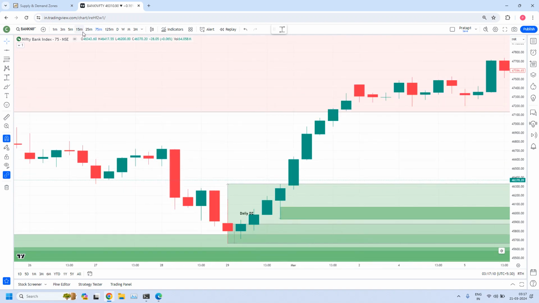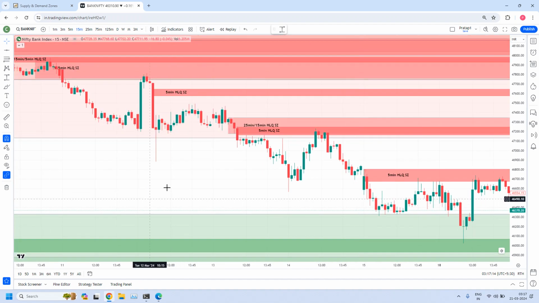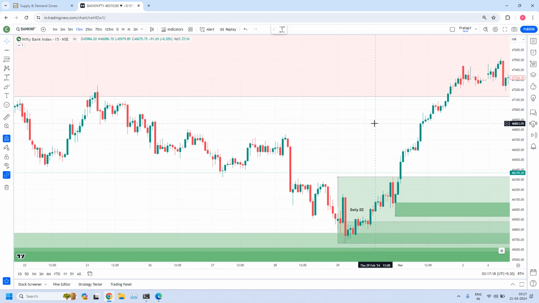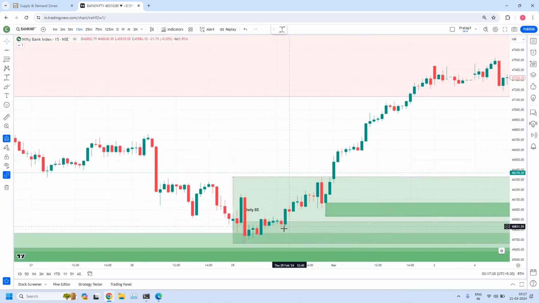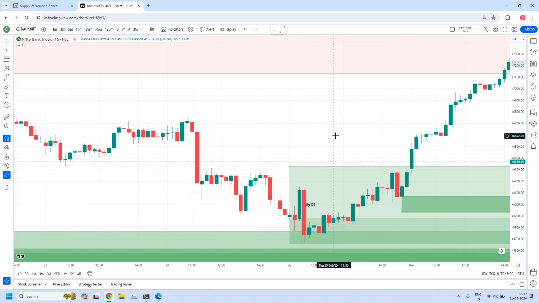So I am changing the time frame to 15 minutes. This is below this 5 minute zone. We have a 15 minute zone that we have drawn inside the 75 minutes. Now we have to identify the 15 minute zone. This is the daily zone. Inside daily, this is the 15 minute zone we have to identify.